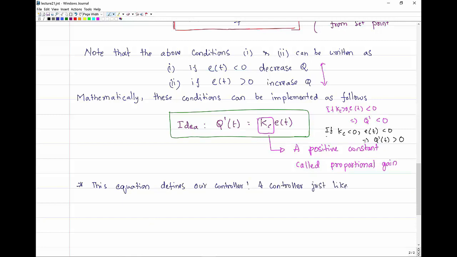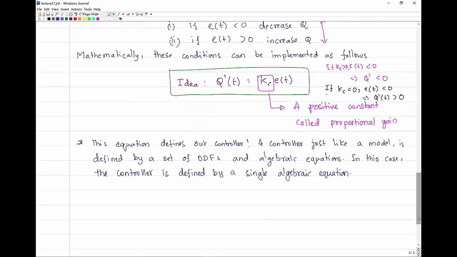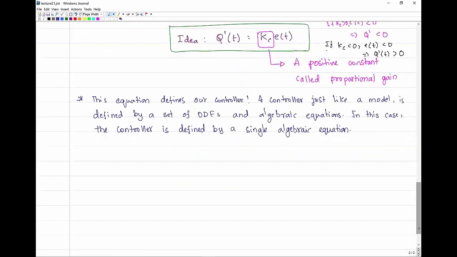And now this equation is what we call a controller. A controller is nothing but a set of rules or a set of equations, an algorithm that decides how to change the control input, which in this case is the heat input, to the process. We are arguing through this idea that the heat input to the process must be changed in such a fashion that it is proportional to the control error. So this equation is what defines our controller.